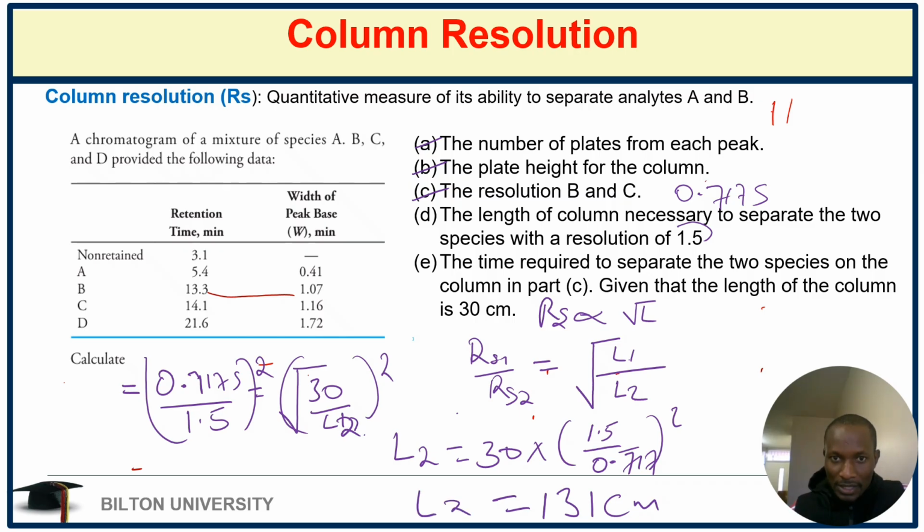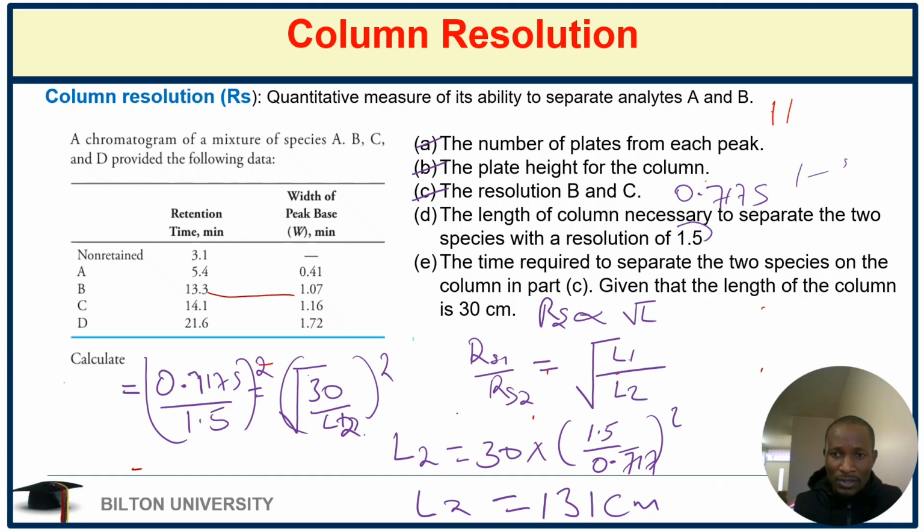So the first thing that you need to understand is that the resolution of a column is directly proportional to the square root of its length. So if you have resolution 1, it will be of a specific length, and if you have a second resolution, it will give you another length. And you can see when we have the length of the column, which is 30 centimeter, it gave us 0.7175 resolution. But now a perfect resolution is between 1 to 5, especially 1.5. It is a good resolution. So it means that the separation was good.